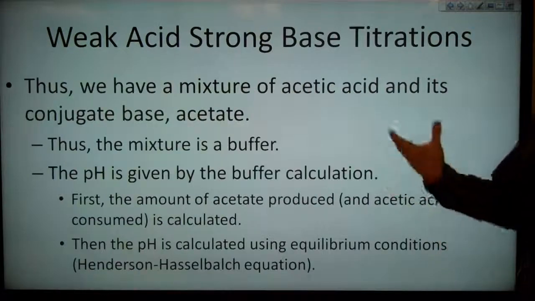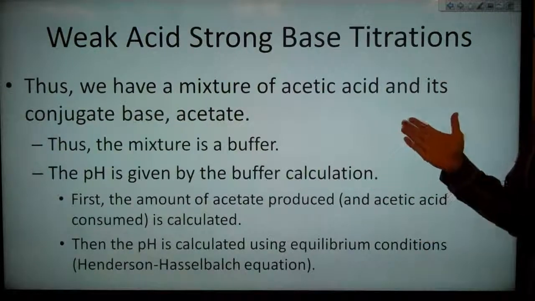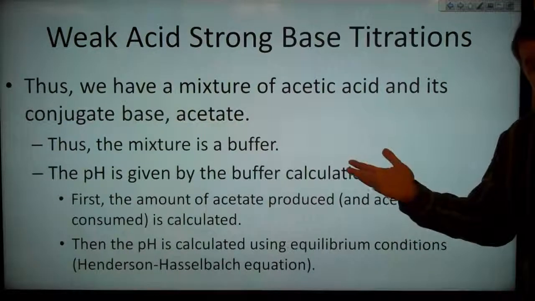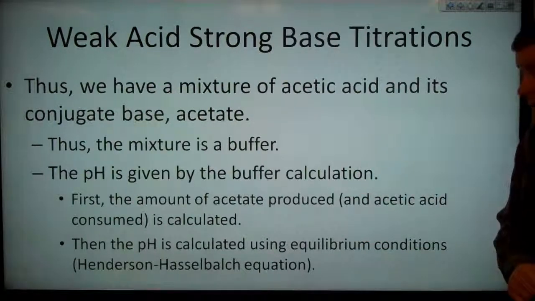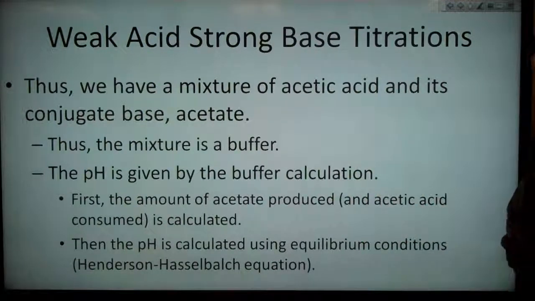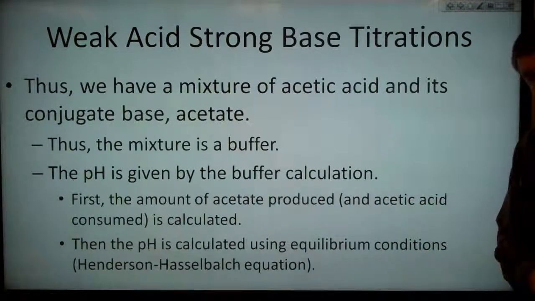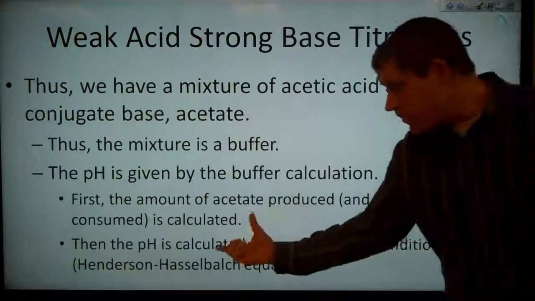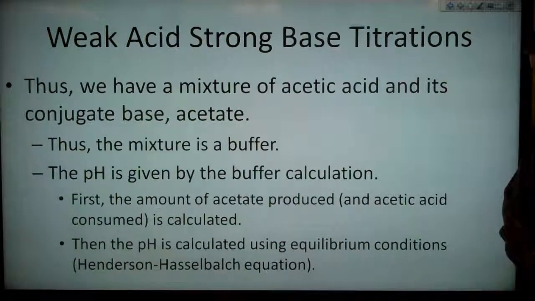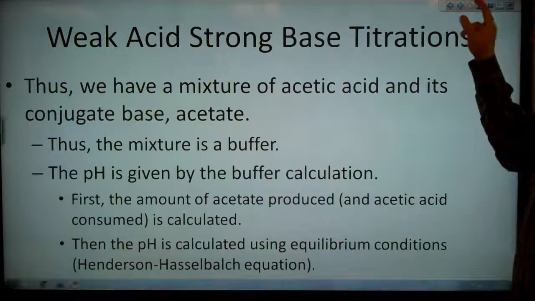So that means that we can use the buffer calculation, the Henderson-Hasselbalch equation, to find the pH of our solution. First we have to find the amount of acetate produced, which is the amount of acetic acid consumed. And then we can calculate the pH using the equilibrium conditions, which means using the Henderson-Hasselbalch equation.